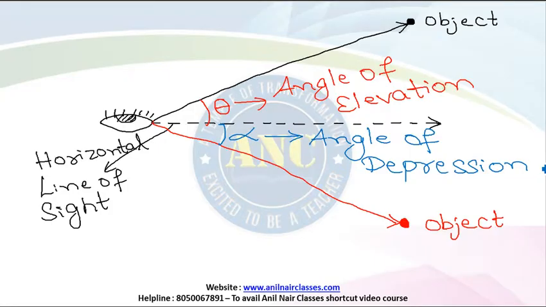In simple language you can remember it like this. I hope the idea is very clear. Your angle is always taken with respect to the horizontal line. Please remember this very carefully. These are the only two types of angles you will get in your entire heights and distances.